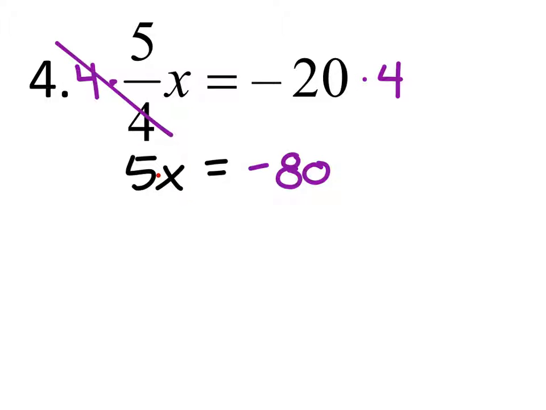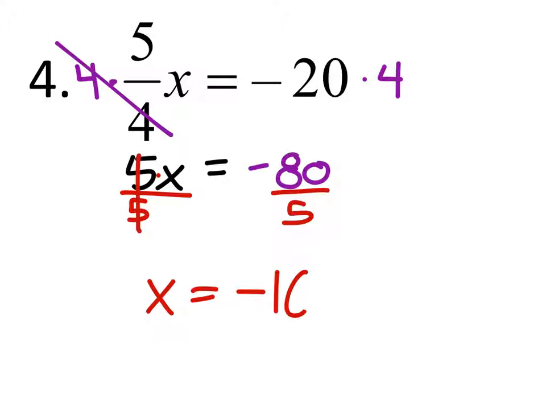That's 5 times x, so to get rid of it, I'll divide by 5. And that gives us 1x, which is what we want. -80 divided by 5, -16.